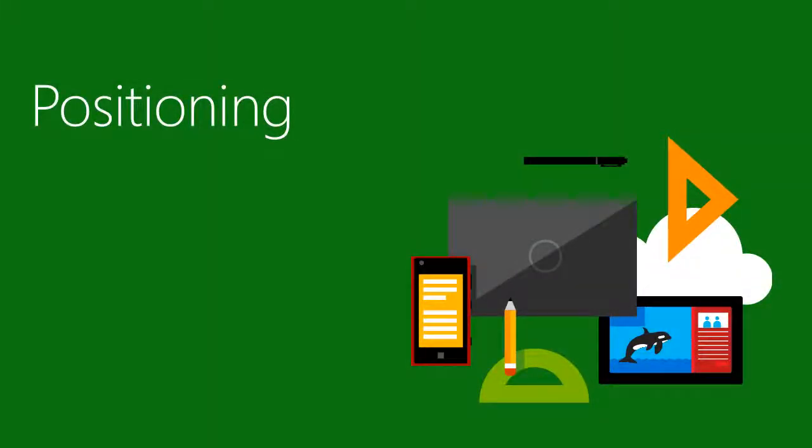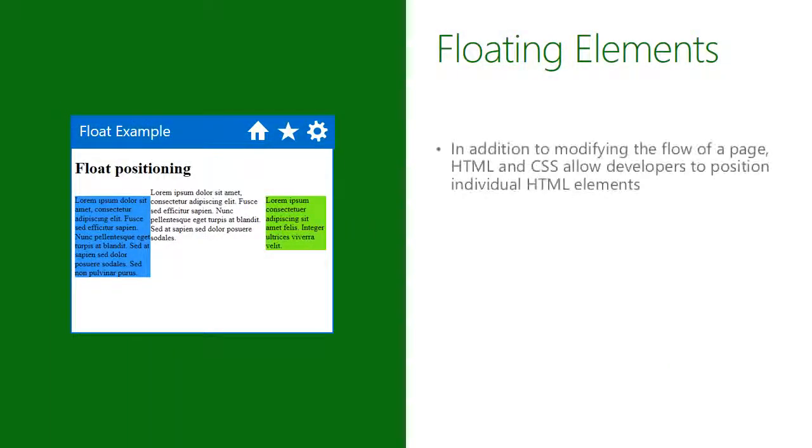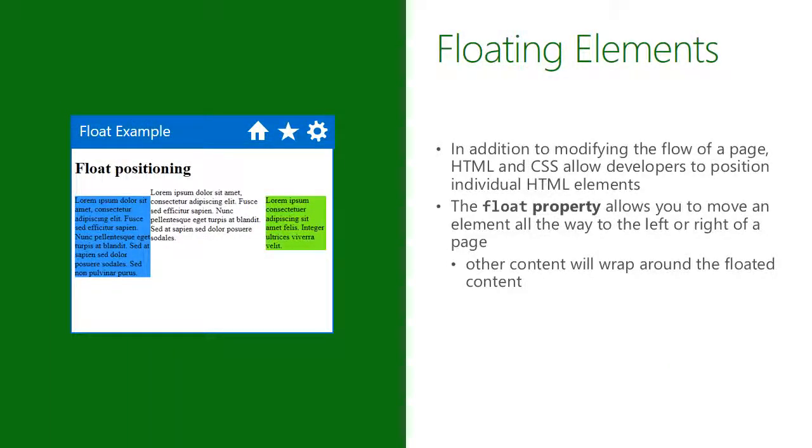Next up, we're going to be looking at positioning. Floating elements. In addition to modifying the flow of a page, HTML and CSS also allow developers to position individual HTML elements. The float property allows you to move an element all the way to the left or to the right of a page. Other content will then wrap around the floated content. The value of float is commonly set to left or right. You can see on the screen there, the blue paragraph is floated to the left, whereas the green paragraph has been floated to the right.